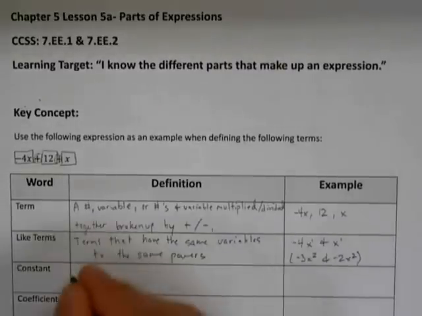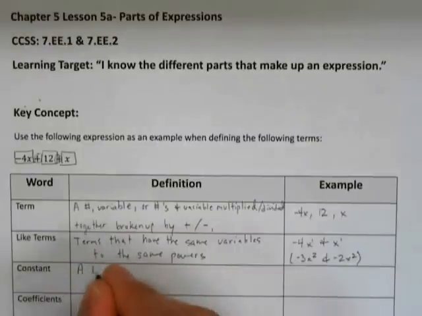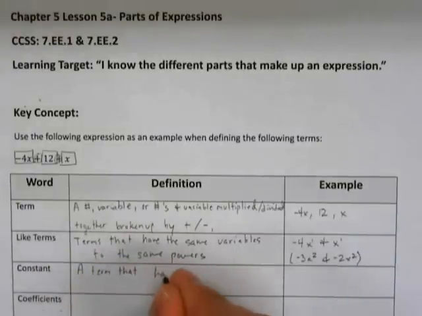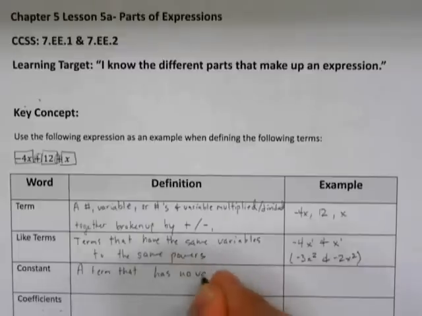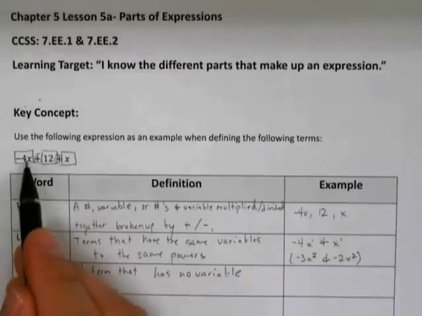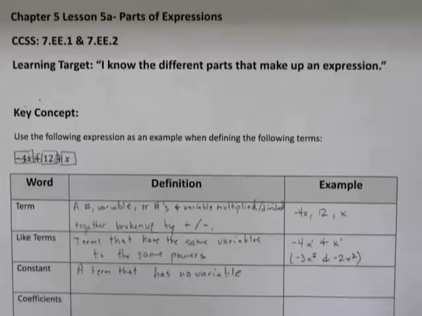A constant is a term that has no variable. That's called the constant. What we see up here is negative 4x, this term has a variable. 12 does not, and x does have a variable. So the constant is 12.